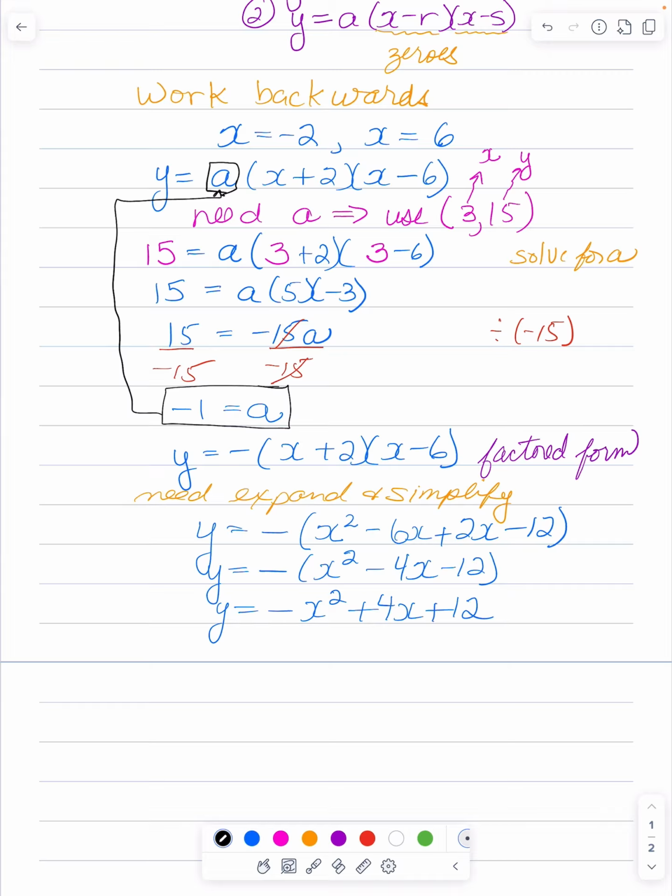That is it. We now have our equation in standard form, and we are finished. That was easy.